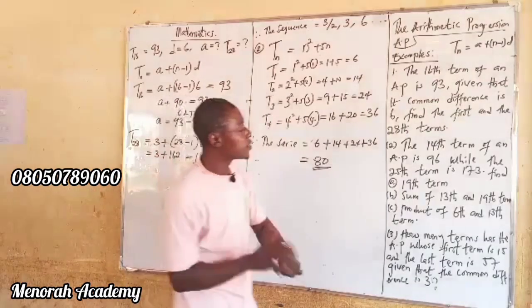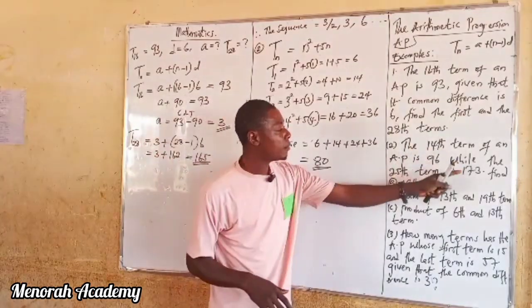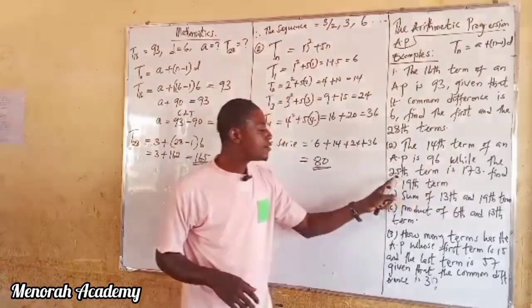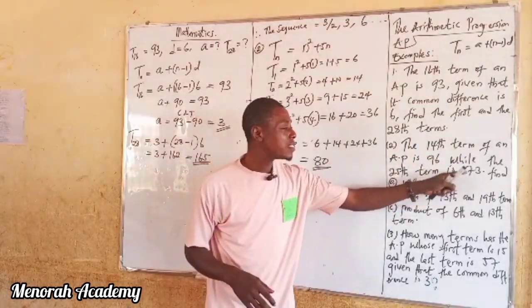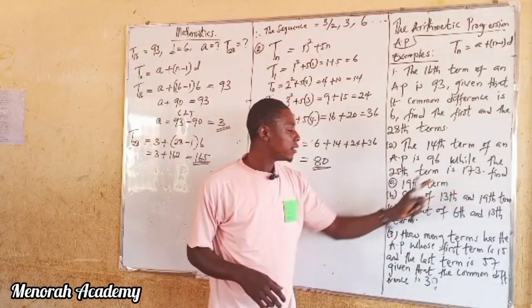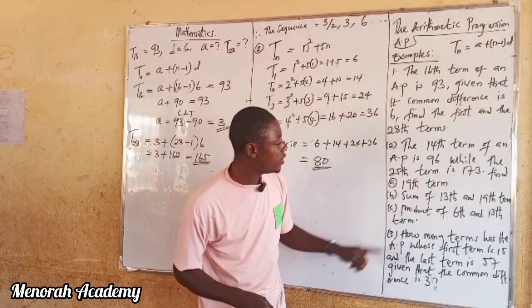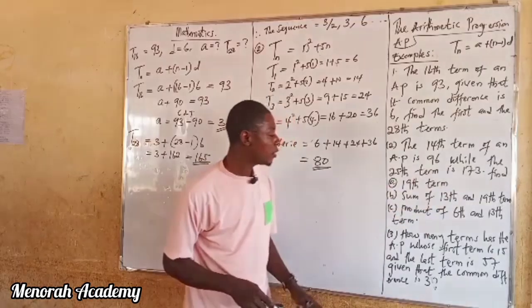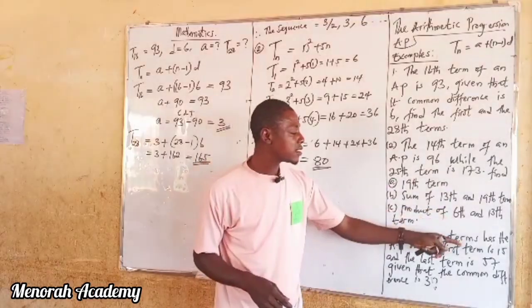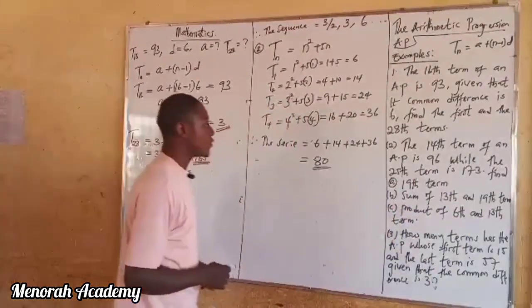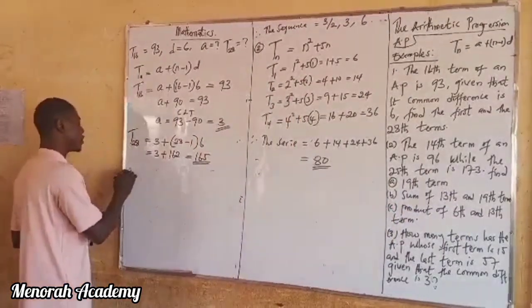Now, number 2, very fast. We have the 14th term of an AP is 96, while the 25th term is 173. Find a, the 19th term, and then b, the sum of the 13th and 19th term. c, the product of the 6th and 13th term. So these are the things they ask us to find. So now let's go to number 2 very fast.